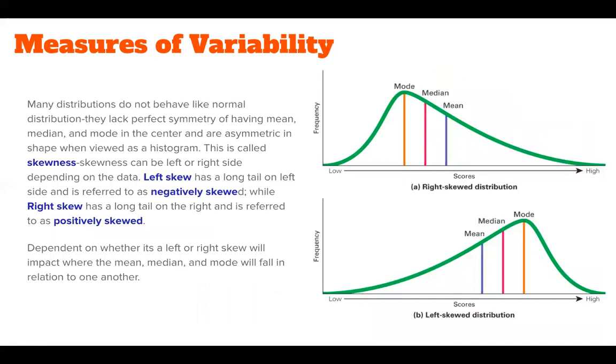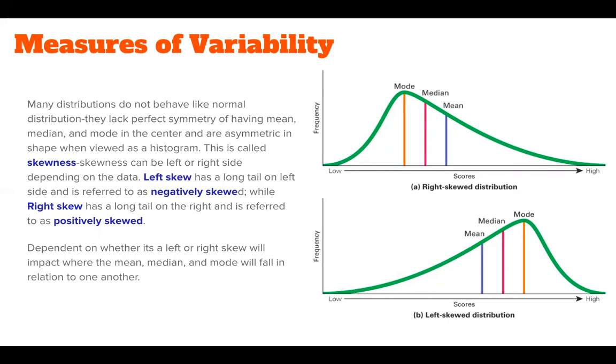So, as I noted, most distributions do not behave like the normal distribution. They lack that perfect symmetry where the mean, median, and mode are in the center. Instead, most distributions are asymmetric in shape. If we were to graphically depict them using a histogram, they would not look like this normal distribution. They instead would exhibit some level of skewness. And skewness can be either left or right-sided depending on the data.